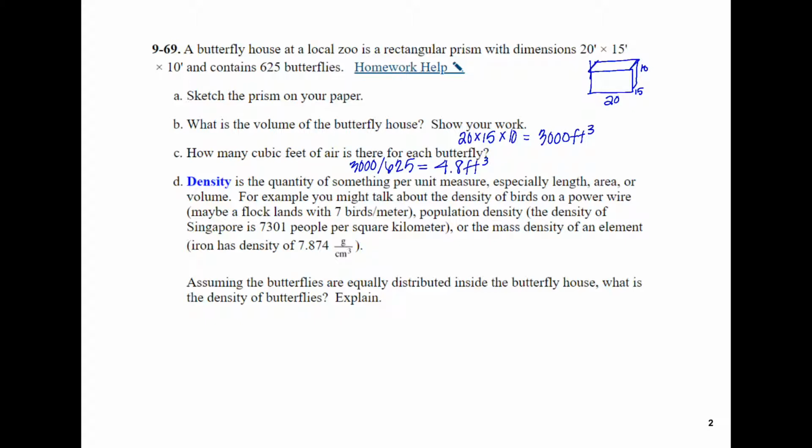Assuming the butterflies are equally distributed inside the butterfly house, what is the density of butterflies? So we want to take our total amount of butterflies, which is 625. We want to divide that by our 3,000 cubic feet, which tells us we have approximately 0.21 butterflies per cubic foot.